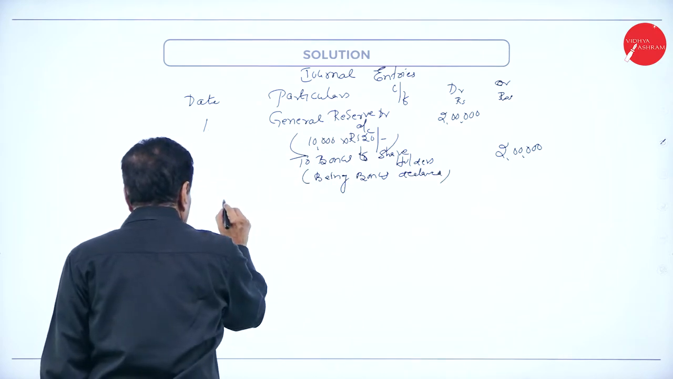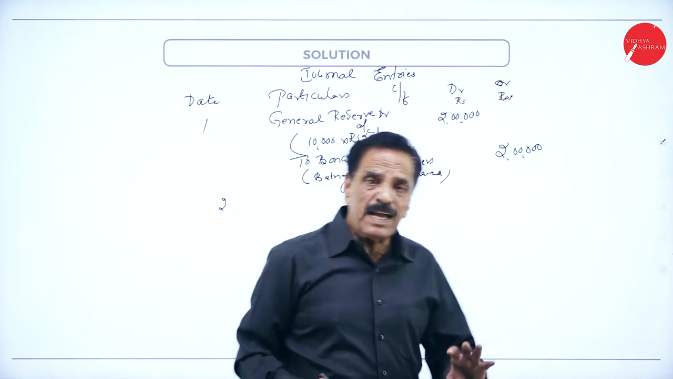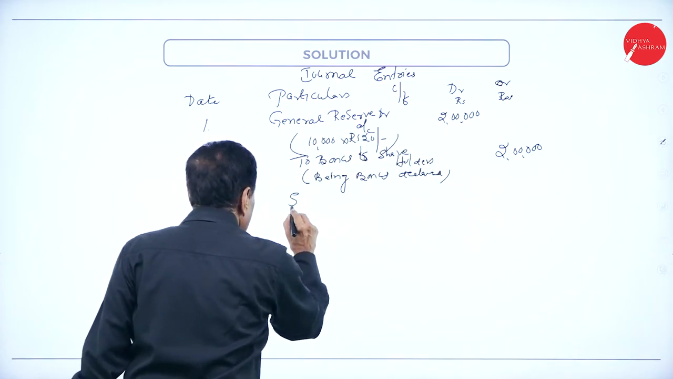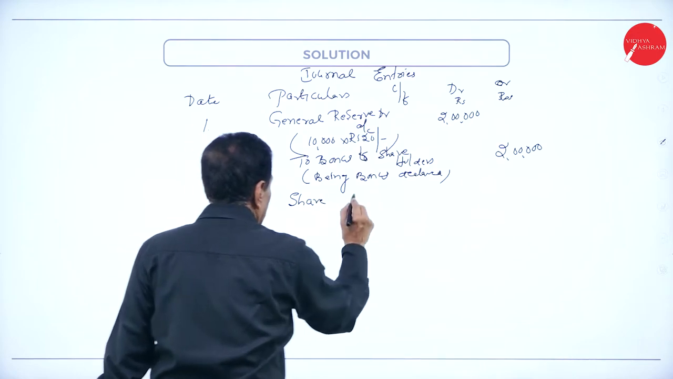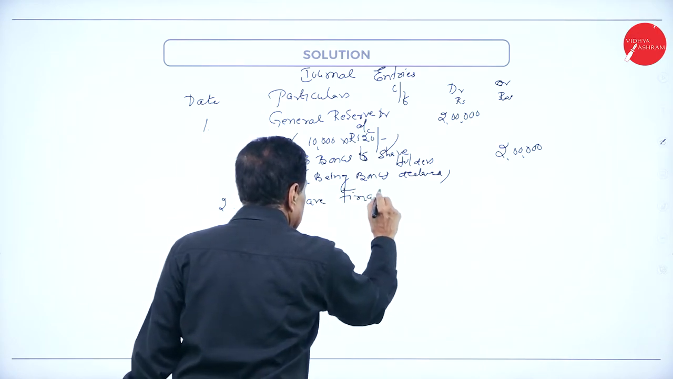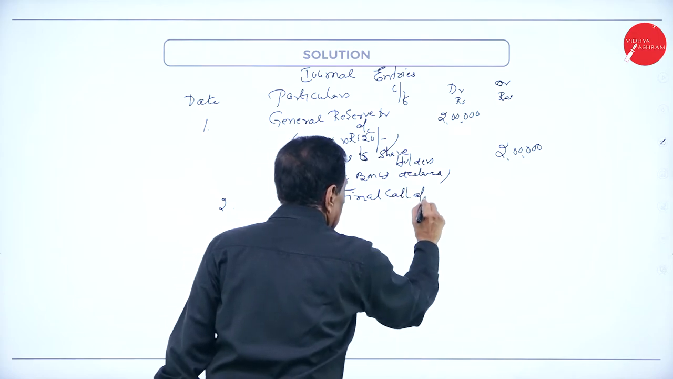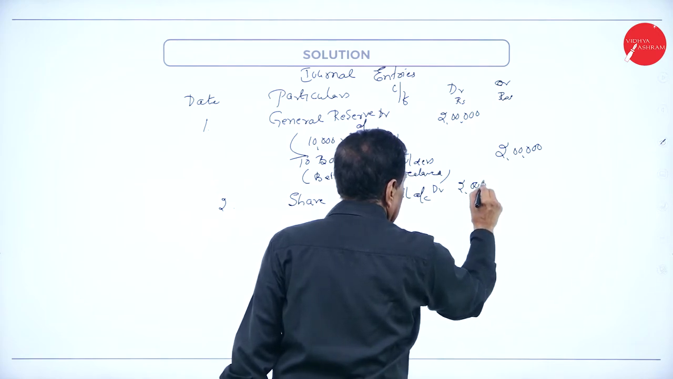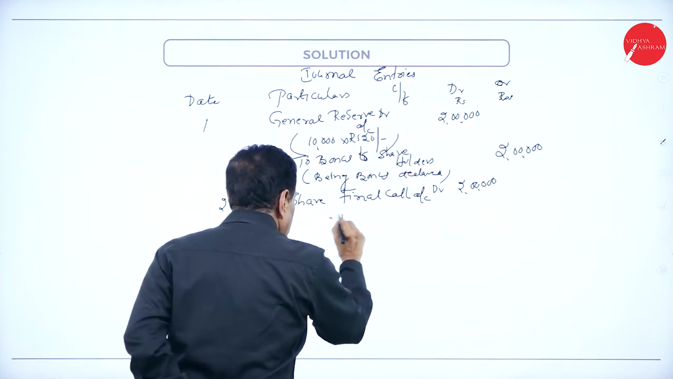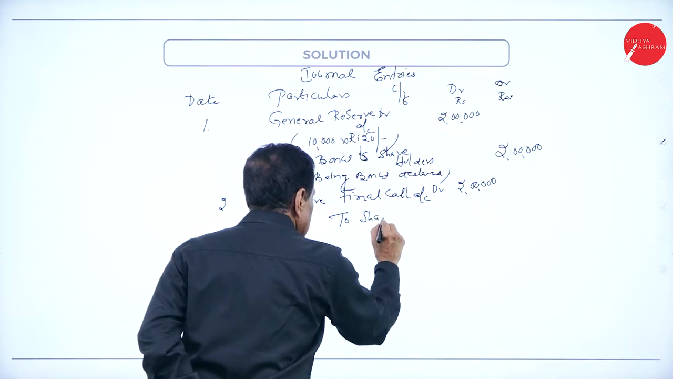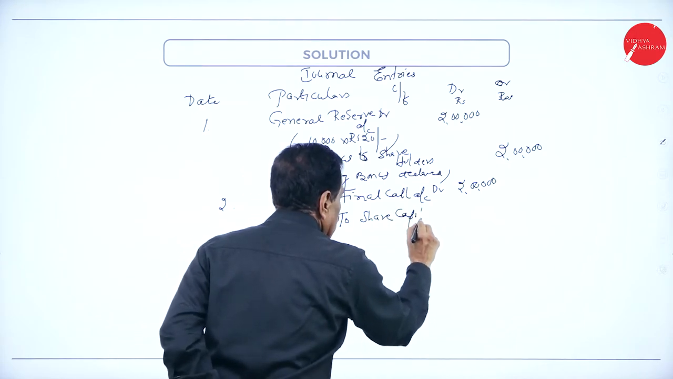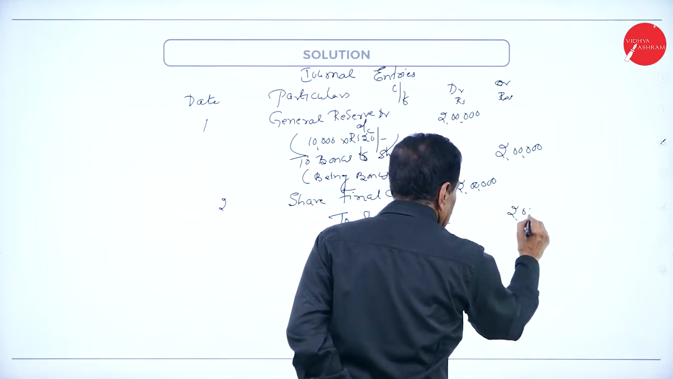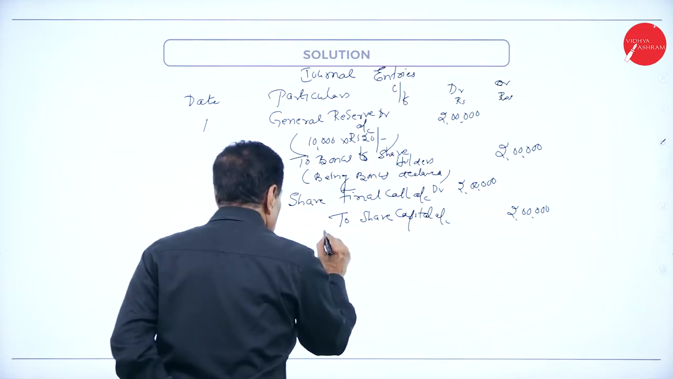Now make the final call. So 80 has been paid. What's the balance? 20 rupees. Make the final call. Share final call account debit, 2 lakh, to share capital account, 2 lakh. Being final call made.